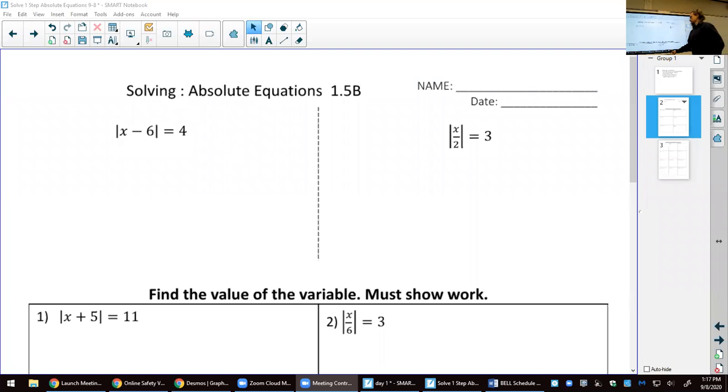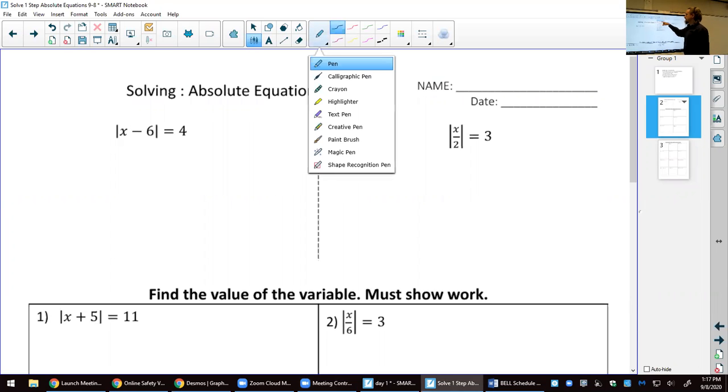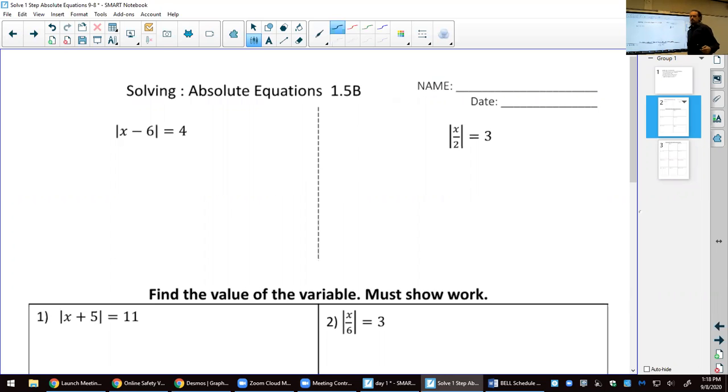Okay, something new. Still more or less the same. Still solving equations, but this time we are bringing in absolute value. And absolute value, if you remember from last year, is just whatever is in between these absolute value signs or bars has to be a positive result.